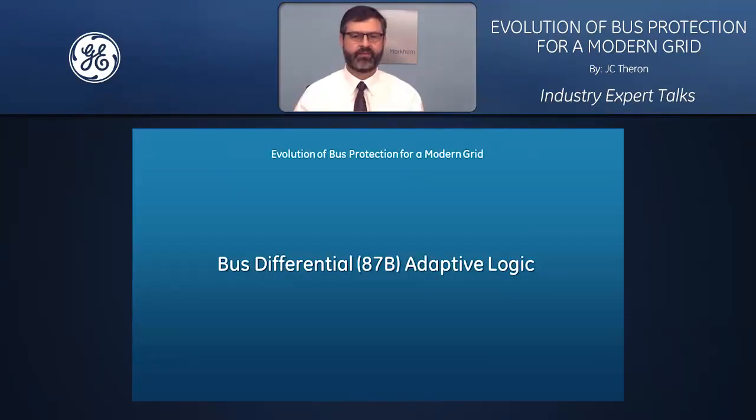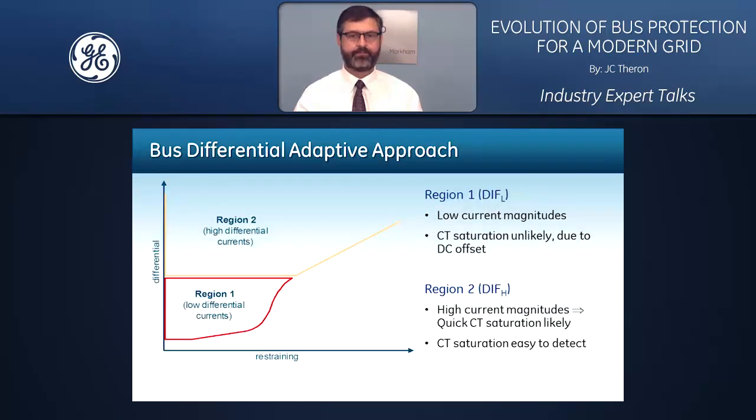Let's have a look at bus differential adaptive logic. Now, the bus differential characteristic, we can split it up in two regions, a region 1 and a region 2. Region 1 has low current magnitudes. Now, CT saturation is unlikely to occur in this region. It's typically due to DC offset. However, it's more difficult to detect.